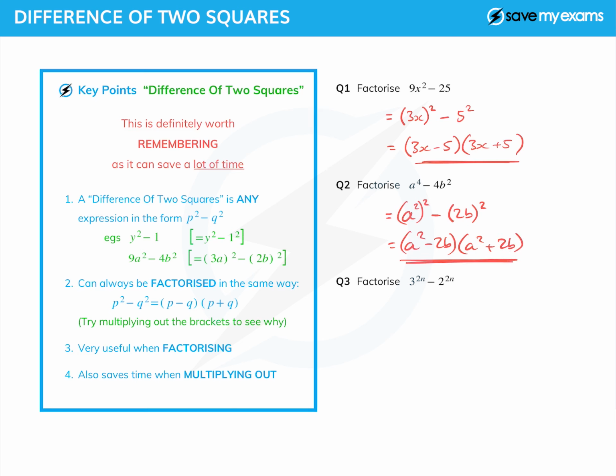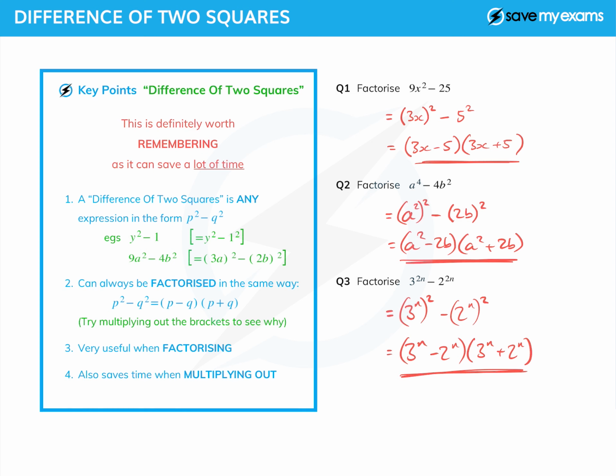Now what about this one? This one, again, we're going to need the laws of indices here to express these two things as squares, but we can do that. The first one is (3 to the power of n) squared, and the second one is (2 to the power of n) squared. And so our p, as in p squared minus q squared, our p is 3 to the n, and our q is 2 to the n. So we get p minus q, so that's 3 to the n minus 2 to the n, times, in another bracket, 3 to the n plus 2 to the n.